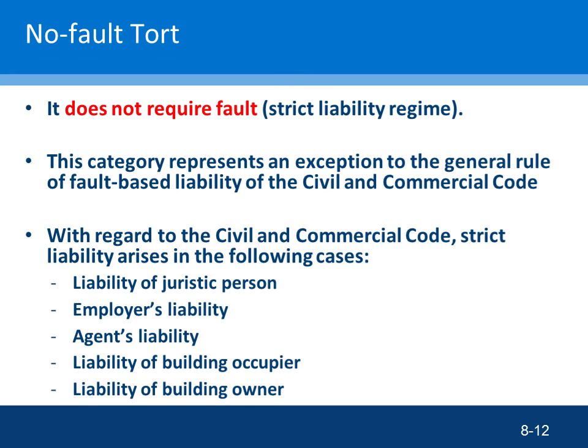Liability of juristic person. This means that a juristic person may be held liable for any damage done to another person by its representatives or people who are empowered to act on behalf of the person. If it is the fault of the CEO, it will be automatically the fault of the juristic person, of the company. If the CEO is working for the company, the CEO is liable, the company will be liable with the CEO. It is no fault tort.